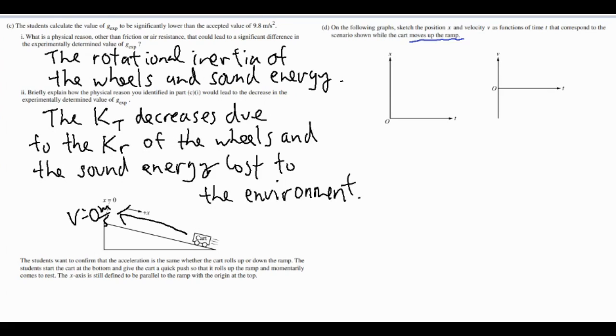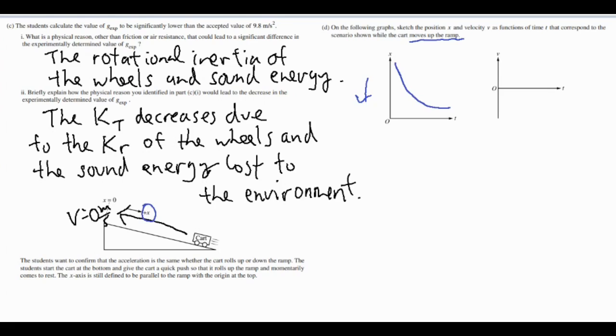All right, so if it's moving up the ramp, position-wise, it must be moving towards zero. So it's going in the negative direction, and they said this one is positive x. So I'm going to be moving down on my graph. And then also, if it's going up the ramp, it's going to be slowing down. So I want to have my line come down on my graph and become increasingly more flat to show that the rate at which it's moving decreases.